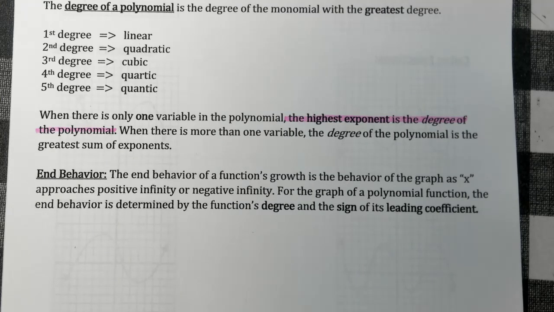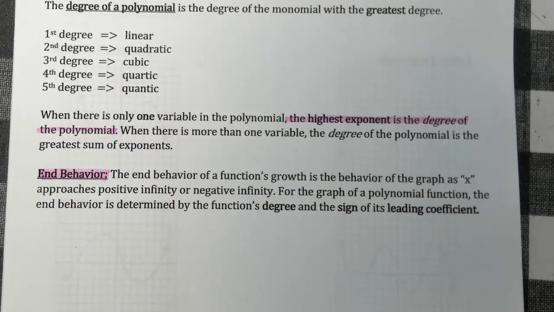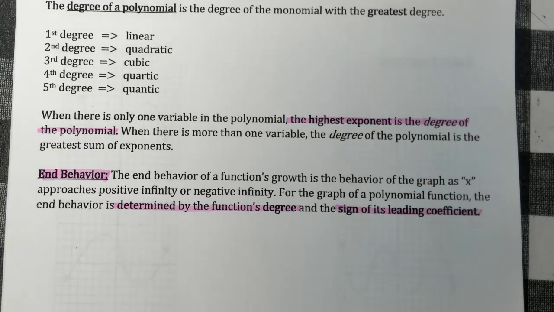Now, your end behavior is basically your function's growth as x approaches positive and negative infinity. We're going to look at that graphically, and we're going to look at different types of polynomials and what the end behaviors are for them. Then we're also going to look at, if I just give you a function and you don't get to graph it, how can you know what the end behaviors are? How can you predict that? It's going to be based off of two things: your degree and the sign of the leading coefficient.